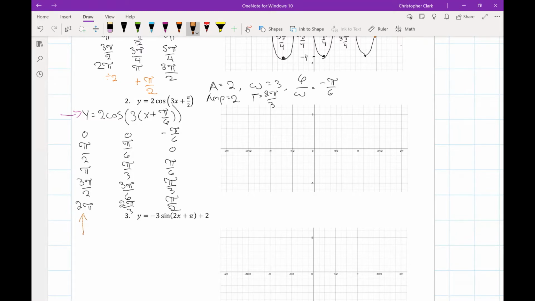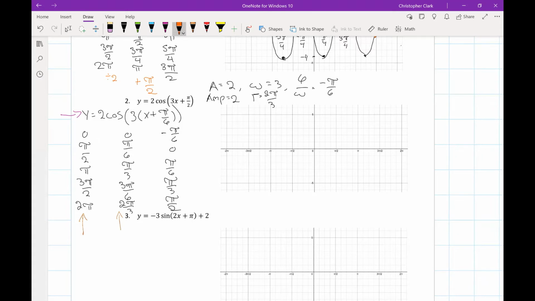Now, in our second column, we are going to do to our first column what we did to the period. We divided the period by omega, which is 3, so we're going to divide all of these by 3. 0 becomes 0, pi over 2 becomes pi over 6, 3 pi over 2 becomes 3 pi over 6, 2 pi becomes 2 pi over 3.